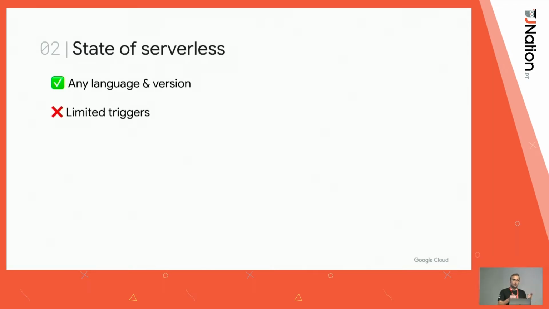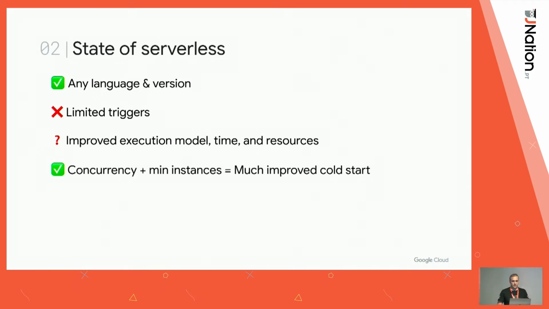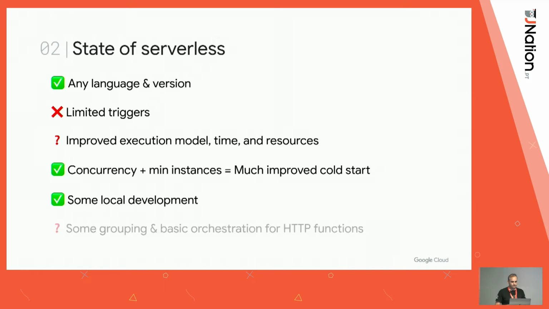It's mostly HTTP based and a handful of triggers. The execution model time and resources are increasing, so we have bigger resources and longer time to do things within our serverless functions or containers. Cold start is not a problem anymore for the most part, even though it can still happen, but not as much. Local development is not an issue.